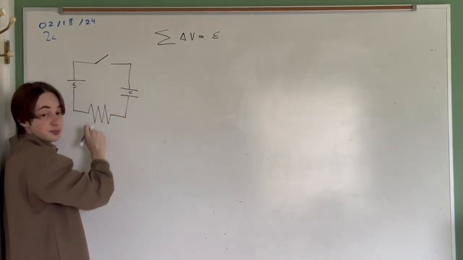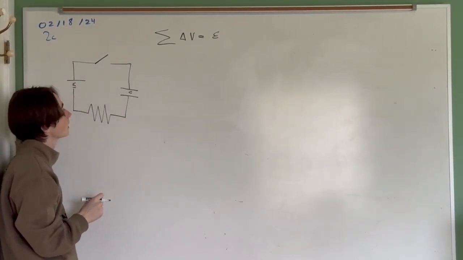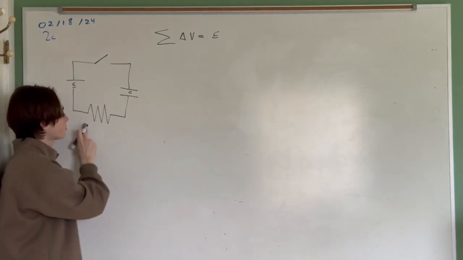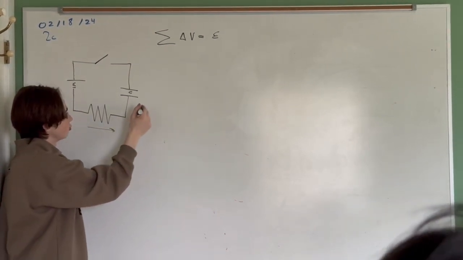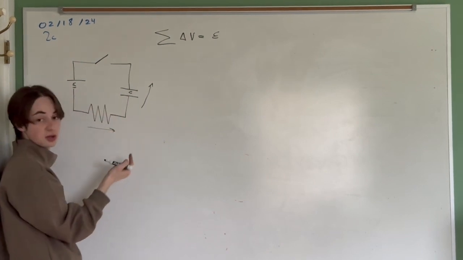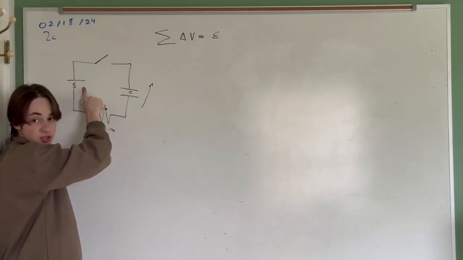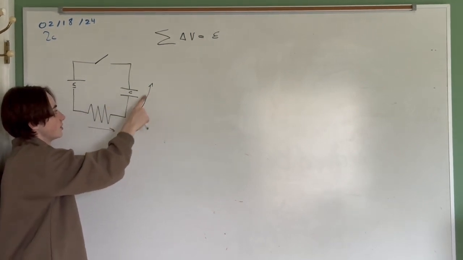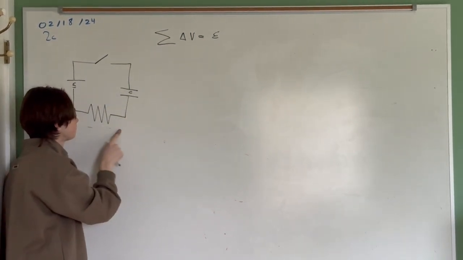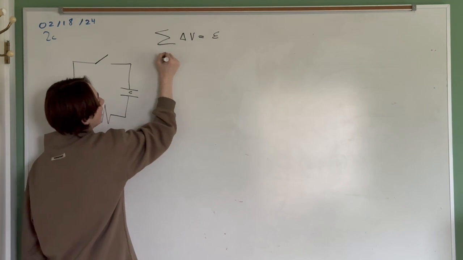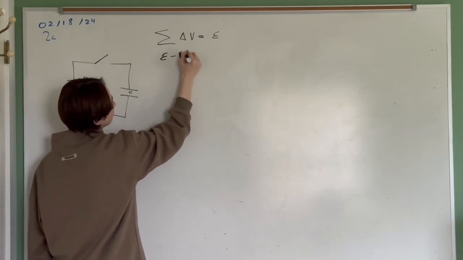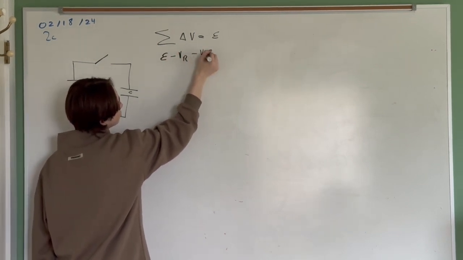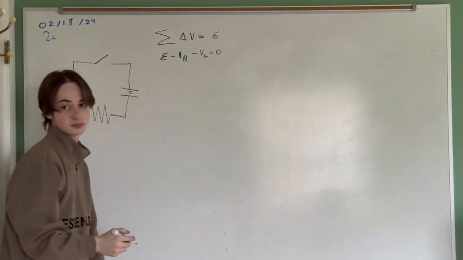Okay. So we're gonna treat all these as positive because it makes it simpler. So this is gonna be a voltage drop, and this is gonna be a voltage drop. The capacitor is gonna charge up in the opposite direction as the EMF for it to cancel out. But we're gonna treat all these as positive values in our equation. So that means that epsilon minus voltage of the resistor minus voltage of the capacitor would equal 0.